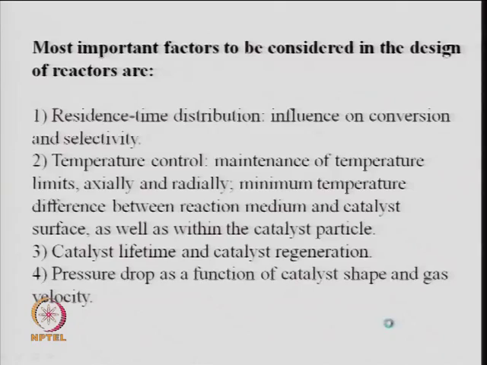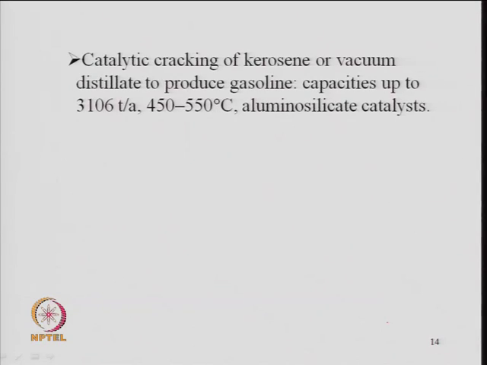An important example which I repeatedly said is the catalytic cracking, right, of atmospheric gas oil, vacuum gas oil, kerosene, naphtha, to produce gasoline. So, this is what is called FCC gasoline, fluid catalytic cracking gasoline, right, and capacity is up to say 3000 tons per annum, temperature around 450 to 550 degree centigrade. This will depend on the type of feedstock.